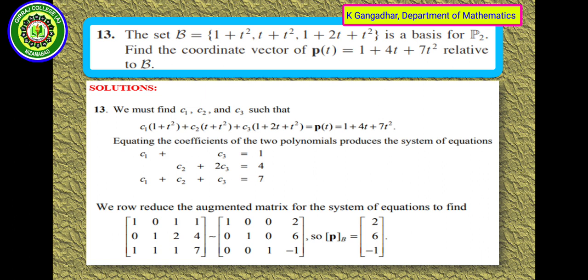So the augmented matrix [A|b] is reduced to [1 0 0 alpha; 0 1 0 beta; 0 0 1 gamma]. Then the solutions are alpha, beta, gamma. So here the solutions are 2, 6, -1. These values form a vector. That vector is called the coordinate vector of p with respect to the basis B.